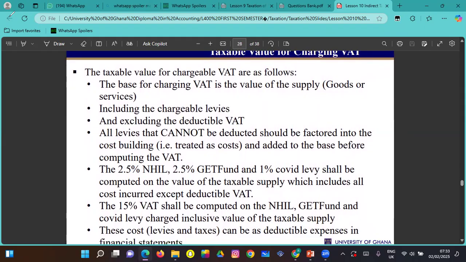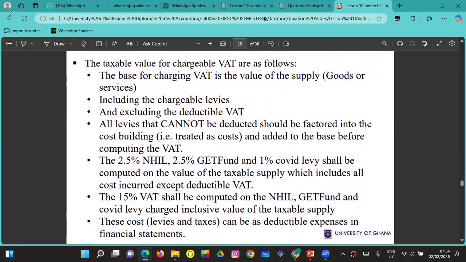So the taxable value for charging VAT is as follows. The base for charging VAT is the value of supply of goods and services, and it includes the chargeable levies and excludes the deductible VAT. All levies that cannot be deductible should be factored into the cost building, that is, treated as cost and added to the base before computing VAT. That's what I just did a few seconds ago.